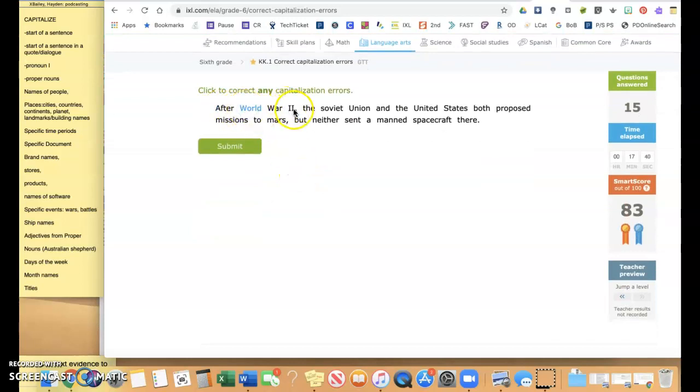After World War II, notice we've got Roman numerals here. World War is a specific event, so that should be capitalized. The Soviet Union is the name of a country, or was.